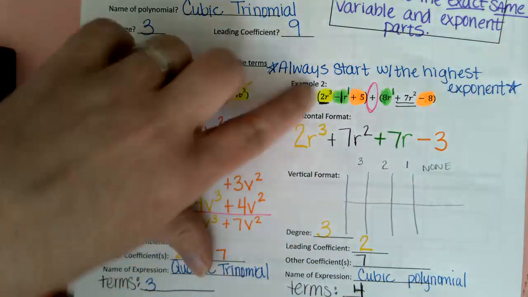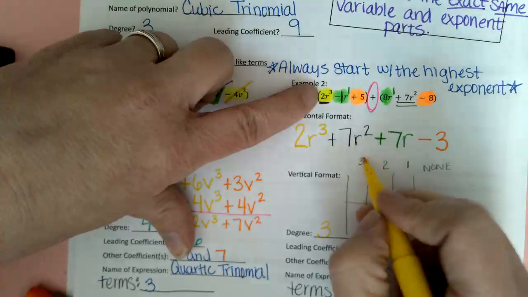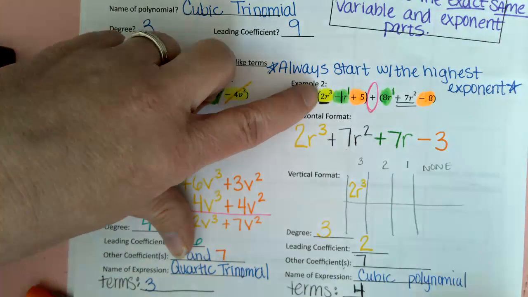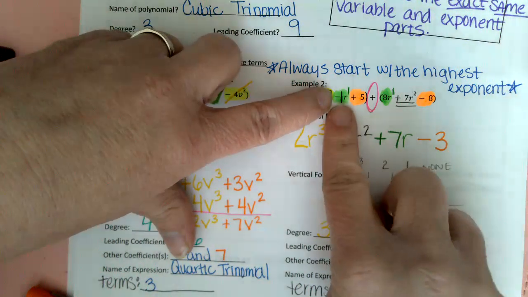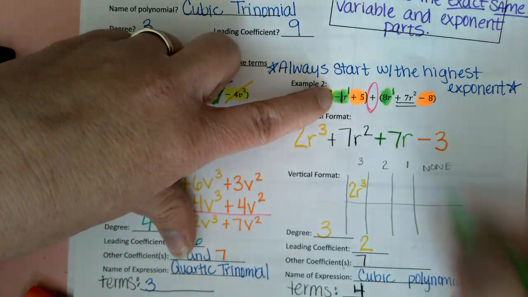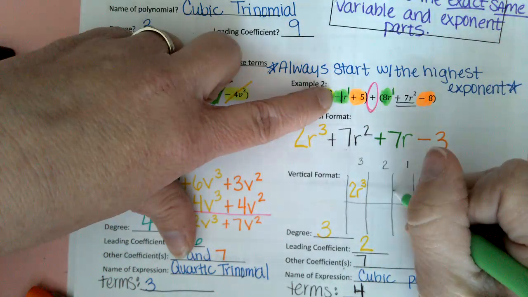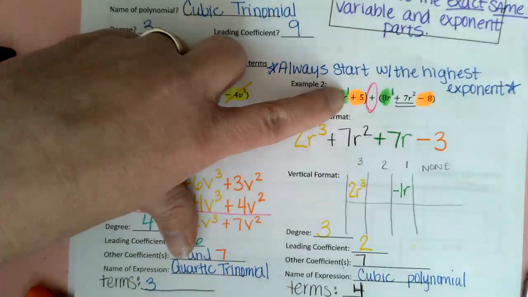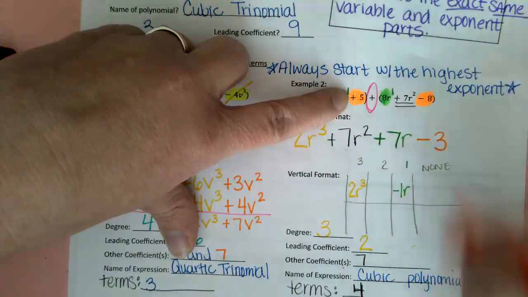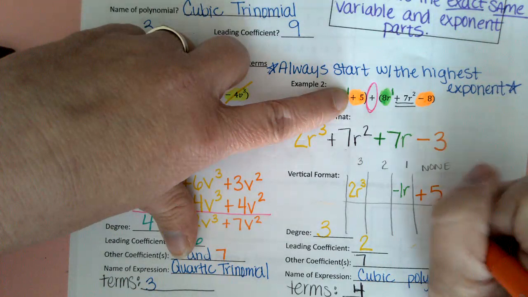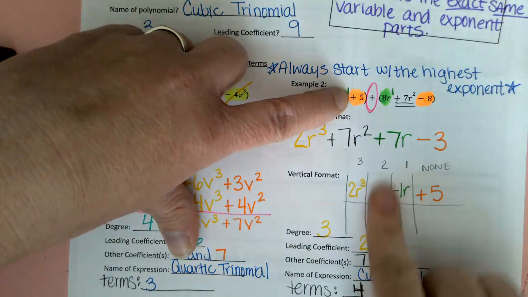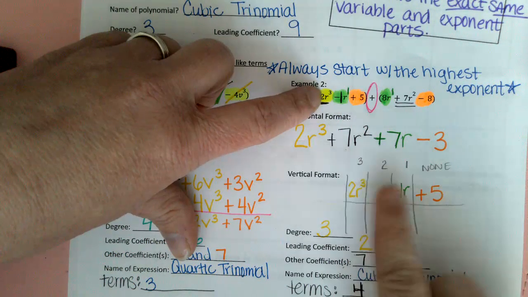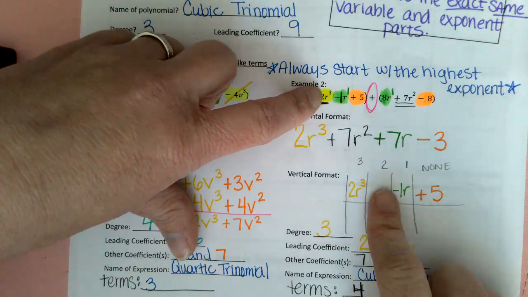Now, the first one is 2r cubed. I'm going to put that in the 3 column, so 2r cubed. The green one is a negative 1r, and that's got an exponent of a 1. So negative 1r goes in that column. And then my 5 goes in the last column, so that's in the none, so plus 5. Notice that there's not an exponent of a 2 in that problem, in that trinomial. That's why I left a hole there.